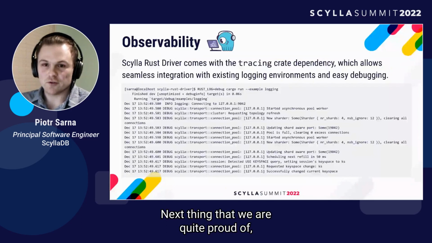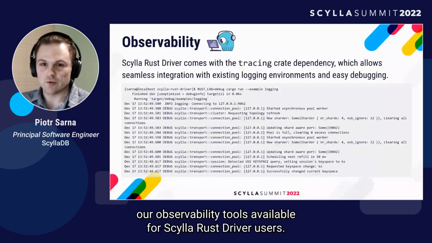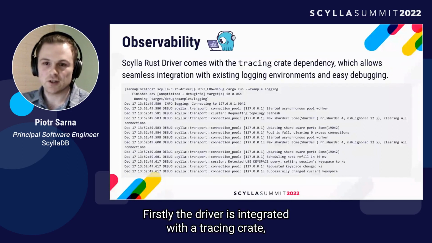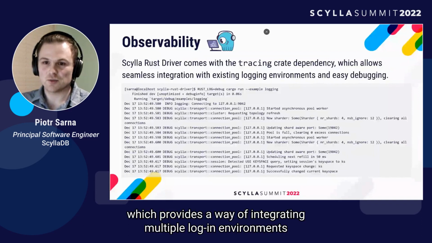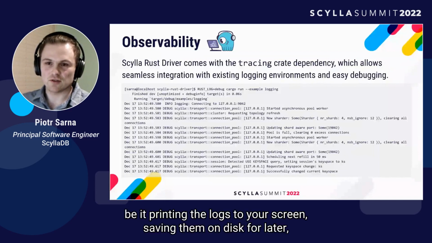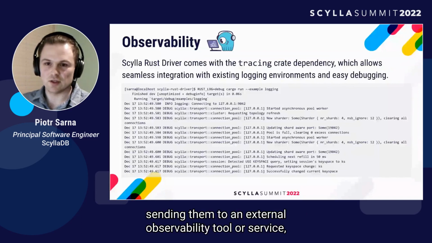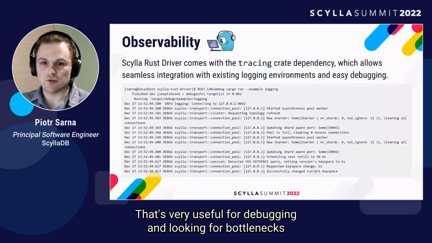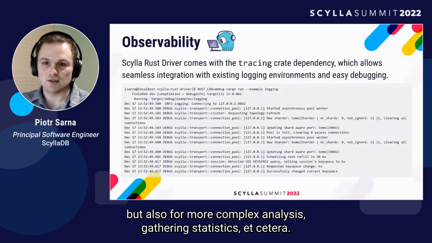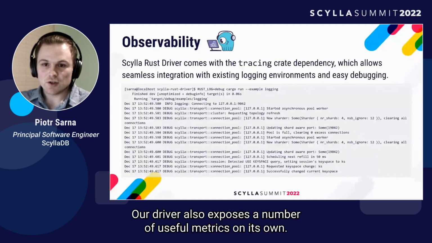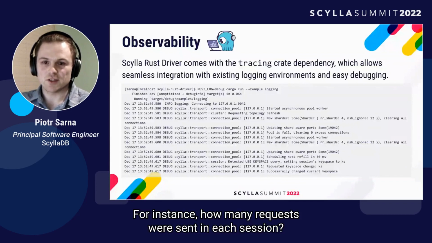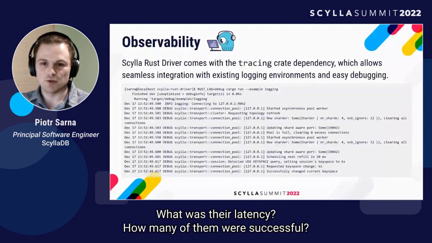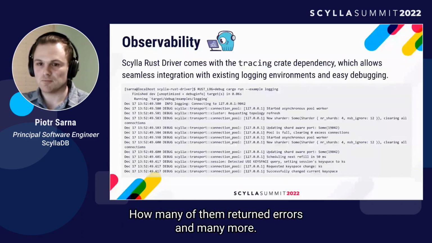Next thing that we're quite proud of are observability tools available for Scylla driver users. Firstly, the driver is integrated with a tracing crate, which provides a way of integrating multiple logging environments, be it printing the logs to your screen, saving them on disk for later, sending them to an external observability tool or service, anything you imagine. That's very useful for debugging and looking for bottlenecks, but also for more complex analysis, gathering statistics, etc. Our driver also exposes a number of useful metrics on its own. For instance, how many requests were sent in each session, what was their latency, how many of them were successful, how many of them returned errors, and many more.